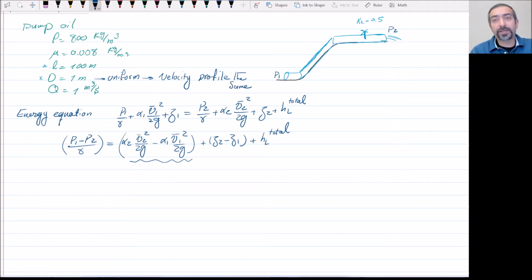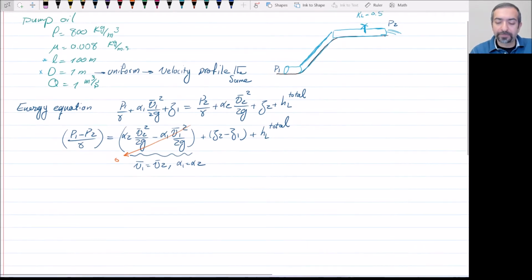So therefore, if the velocity profile is the same and the diameter is the same, then V bar 1 is equal to V bar 2, because the diameter is the same and the volume flow rate is the same. And because the velocity profile is the same, then alpha 1 is equal to alpha 2. Therefore, there's no change in the kinetic energy of the flow from the inlet to the outlet. And then the valve, we assume is fully open. All right. Good. So the second term is Z2 minus Z1, the height difference. Let's say it's 1 meter. So therefore, this is simply 1 meter. And then we have to calculate the head loss.